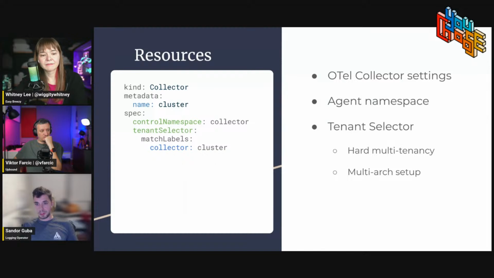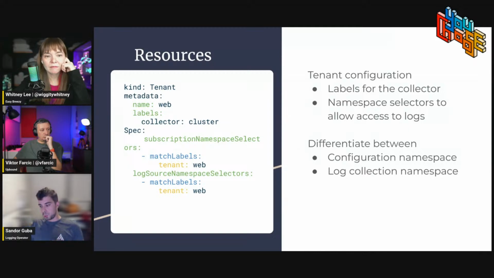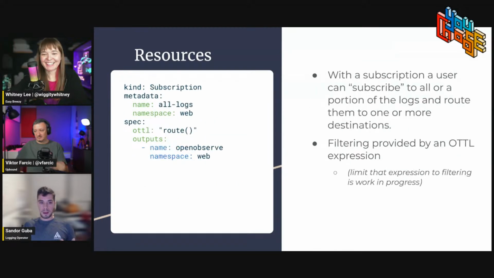The resources themselves are very simple as well. The collector is an OpenTelemetry collector setting. You can have one or more collectors. Some of the users use hard multi-tenancy, pinning collectors to specific nodes, or you can have a multi-arch setup as well. The tenant defines a tenant, which is one or more namespaces selected by namespace labels. You can set two things: where a tenant can accept logs from, and where it can read the subscription for specific tenants. And the subscription level is where the tenants can configure their logging stream for themselves.